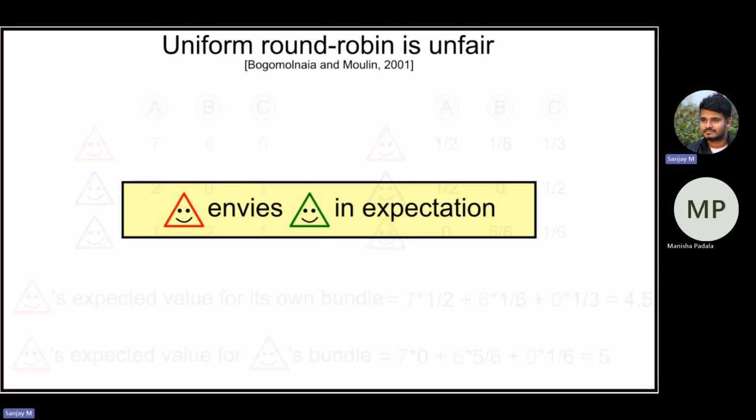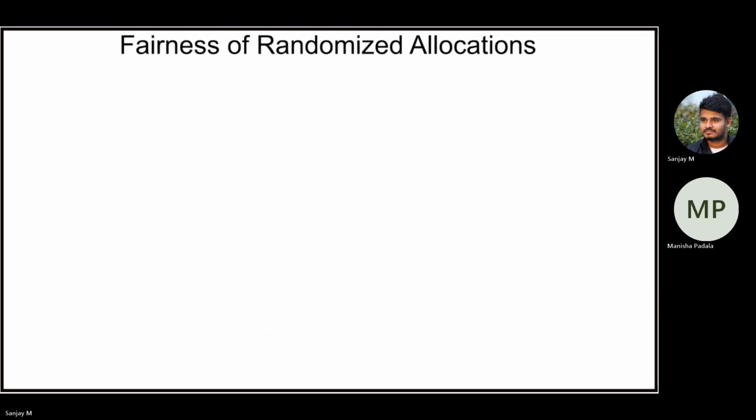But anyway, even under this uniform distribution, there seems to be some envy in expectation. So that forces us to think more systematically about what it means for a randomized allocation to be fair.